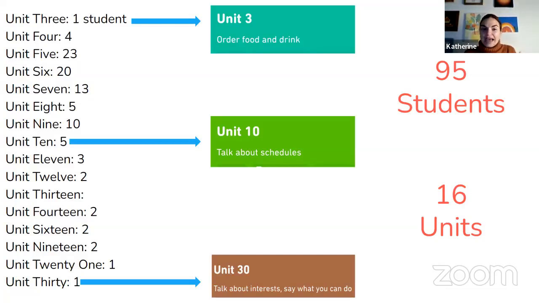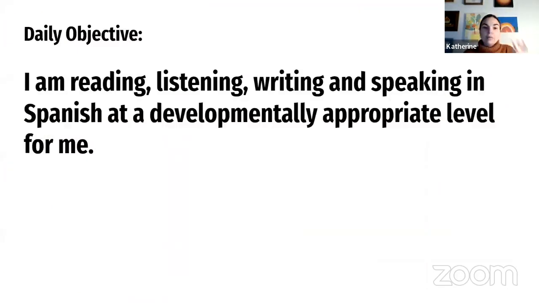So I do that. And then I wanted to add one more thing: of course, we have to have our students know what the objective is every day. And because every student is in a different place, the objective that I have everyone read every day during the agenda, when we are all together, so to speak, is: I am reading, listening, writing, and speaking Spanish at a developmentally appropriate level for me. And I feel that that applies every single day to everything that they do.